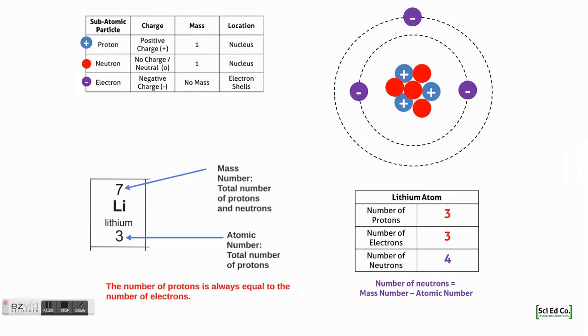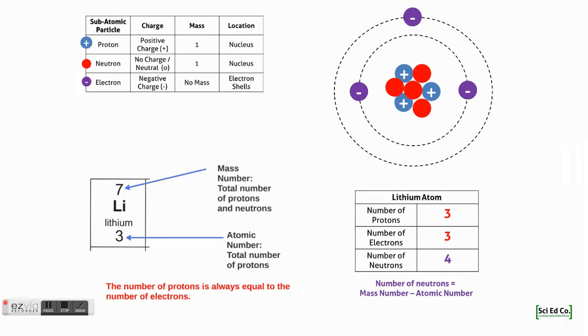Now, to work out the number of neutrons, you simply need to subtract the atomic number away from the mass number. So, in this example, we would subtract 3 away from 7. This would give us 4. Lithium has 4 neutrons. While it's easy to work out how many neutrons an atom has, it's important that you try and understand how we work it out.